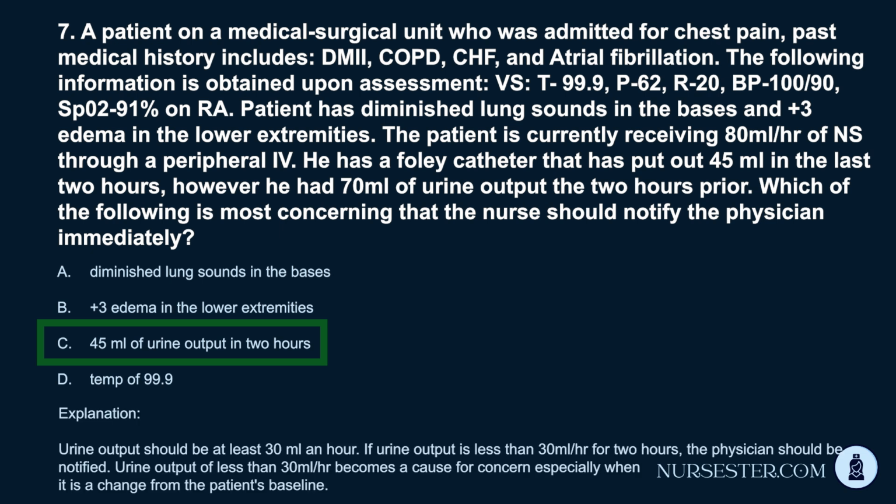Urine output should be at least 30 ml an hour. If urine output is less than 30 ml per hour for 2 hours, the physician should be notified. Urine output of less than 30 ml per hour becomes a cause for concern, especially when it is a change from the patient's baseline.